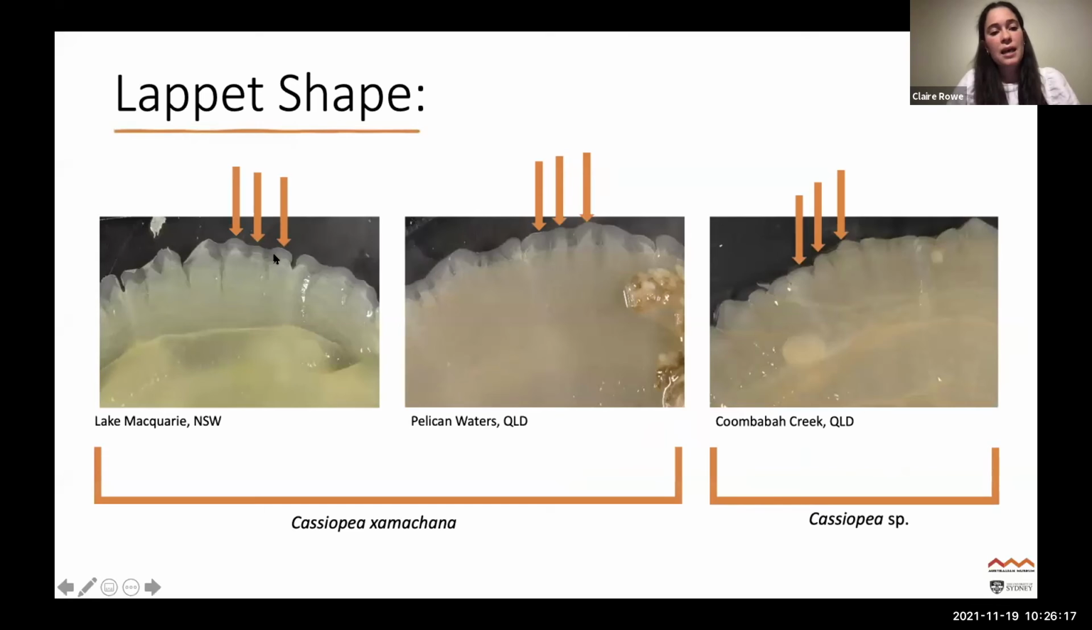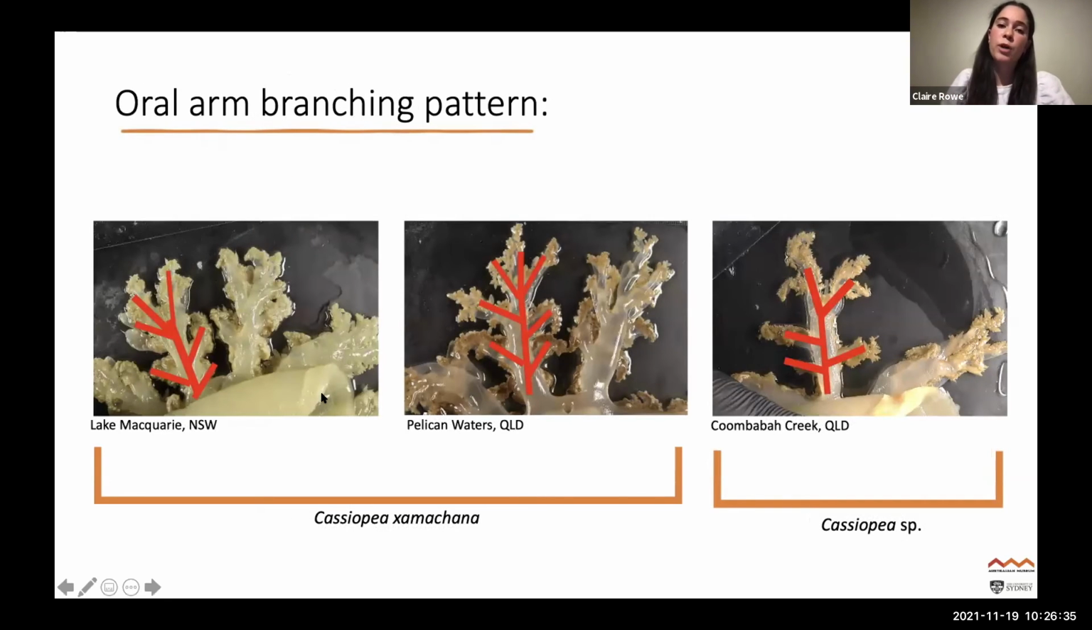So you can see the lappet shape for Lake Macquarie is very rounded with no real grooves between them. This is the same for Pelican Waters, compared to Coomba Creek, which is Cassiopea sp, where the lappets are much more flat with notches occurring in between them. Additionally, the oral arm branching pattern in Lake Macquarie, the oral arms were alternating, and then in the fork, one side of the fork was much stronger than the other.